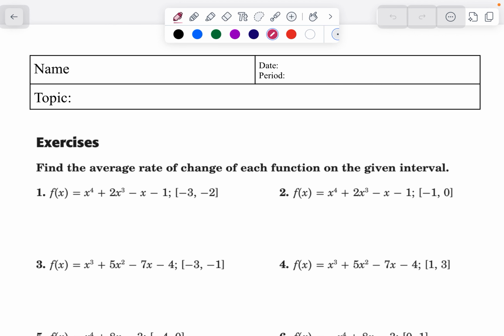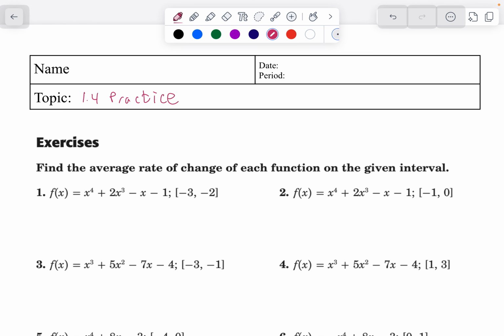So at this time, take out a sheet of paper, label in the top 1-4 practice, and we're going to do a few of these together, and then it is your job to try and get this finished by the end of class. Now in the 1-4 notes, so this is the 1-4 practice.